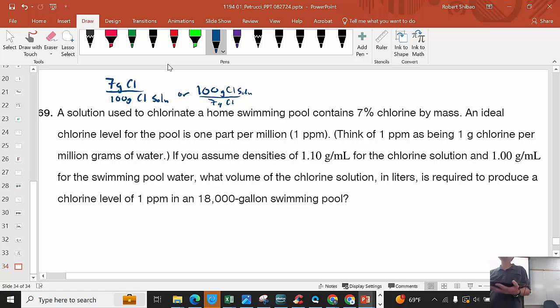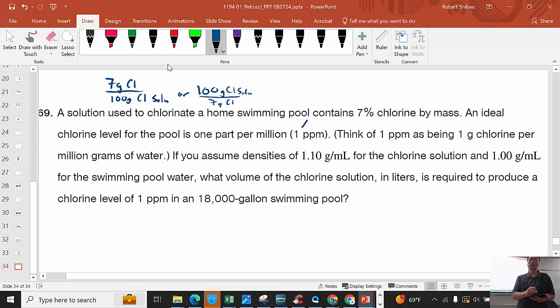So for example, if I had 200 grams of chlorinating solution, how many grams of pure chlorine am I going to have? 14. And if I have 21 grams of pure chlorine, how many grams of chlorinating solution would contain that? 300. And so one step in climbing Mount Everest is pretty easy. It's just when you look at the whole thing, it's overwhelming, right? But one step should be easy.